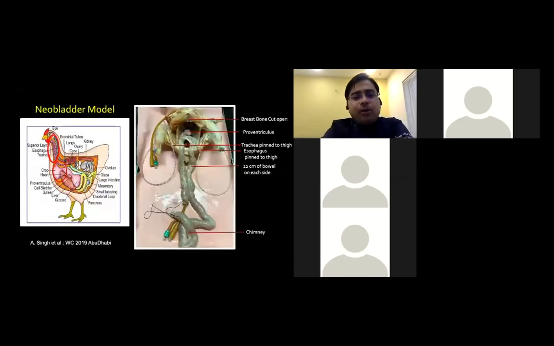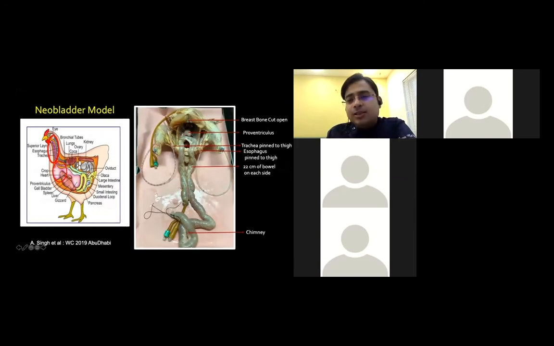Another important model that we have been working on is the chicken neobladder model. So here what you use is basically the trachea and esophagus of the chicken. You defeather the chicken, behead it and place it on its back, open the breastbone, eviscerate the chicken and keep the proventriculus intact and eviscerate everything else. So it is like working in the human pelvis. These are the lateral pelvic walls, which mimic the actual human lateral pelvic walls.